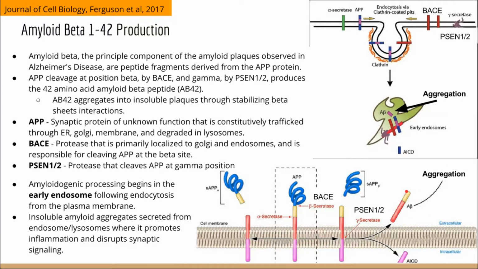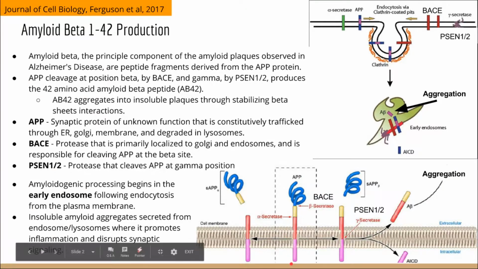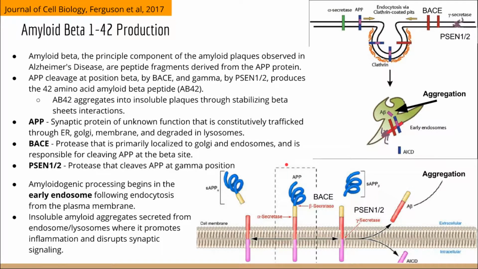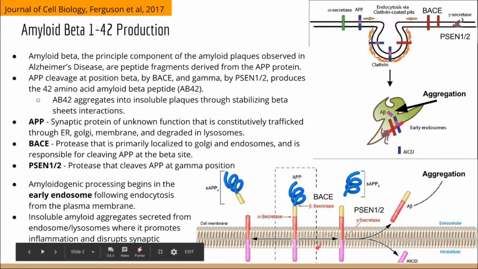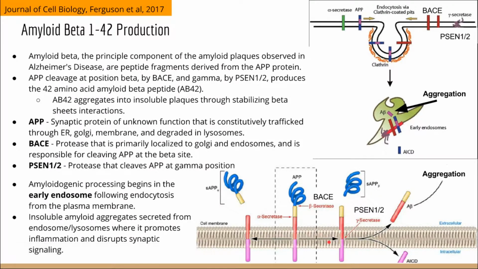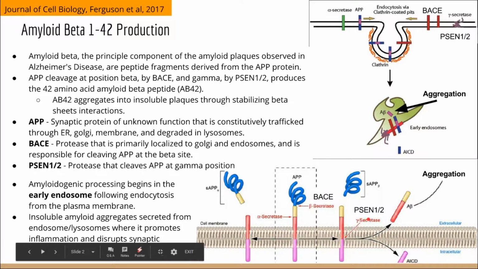In this graphic to the right, we see that full-length APP contains 3 very critical cleavage sites huddled around APP's transmembrane domain right here. So there's an extracellular alpha cleavage site right here, and also an extracellular beta cleavage site that produces a longer fragment than the alpha cleavage site. And there's also a transmembrane cleavage site that's recognized by the gamma secretase, or presenilin 1 and 2.